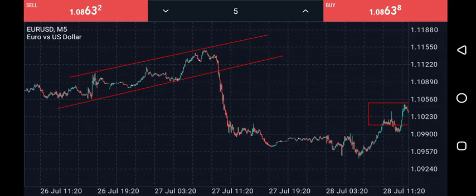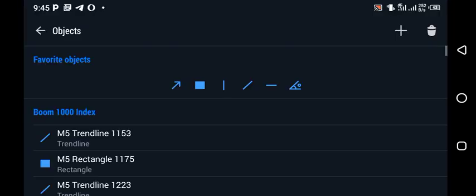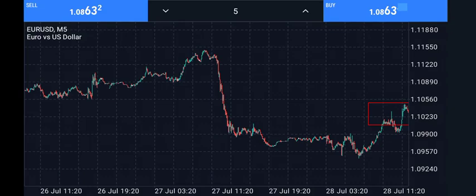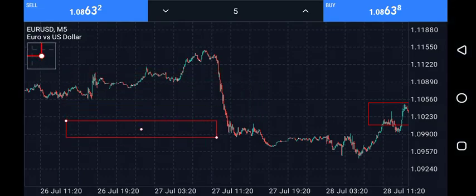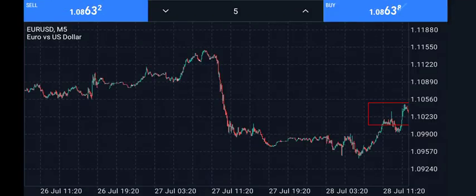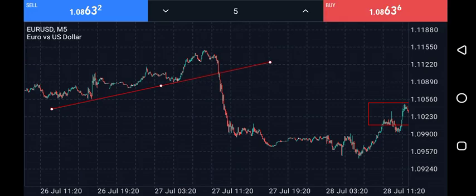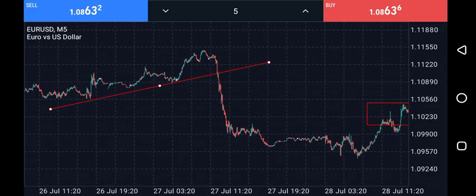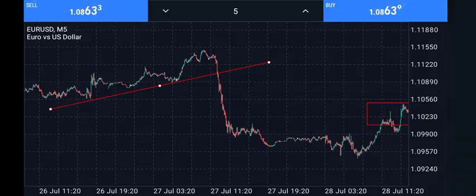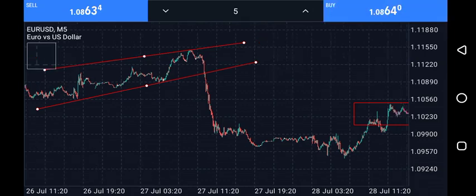Let me remove all this and show you how you can do it on your own. This is the MT5. Just go to that icon, then tap this, then let's draw it out. Make sure you get some clean touches. Let's get another touch on the upside.